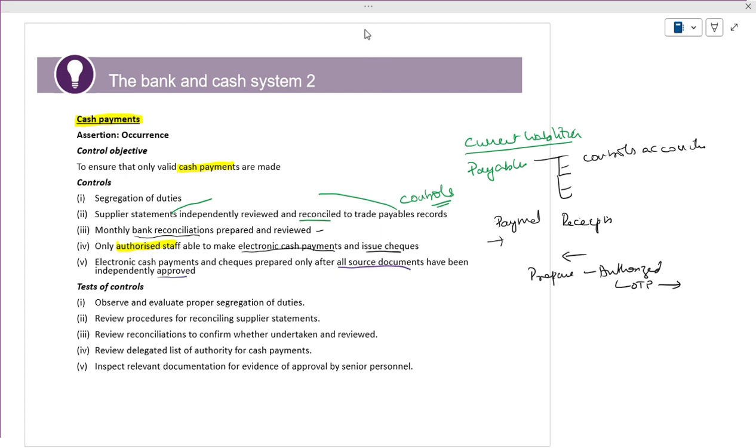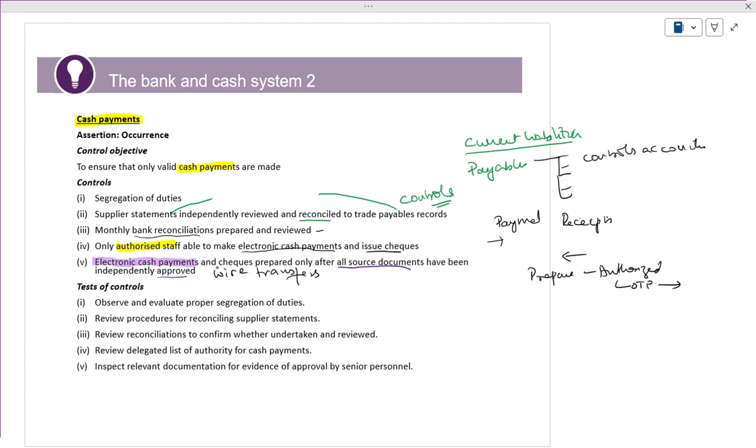Now we are moving from physical cash to digital cash payments. Checks are still there in most countries, but people are willing to use electronic systems of payment. Digital payments, which we call wire transfers, and electronic transfers, everything is coming into place.